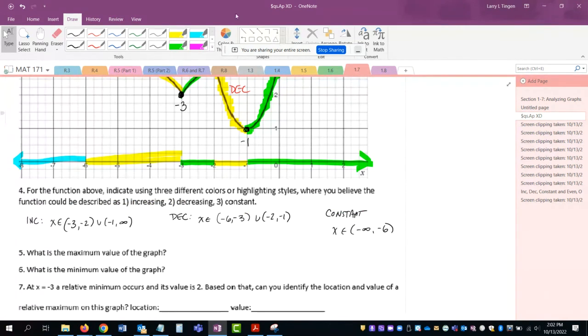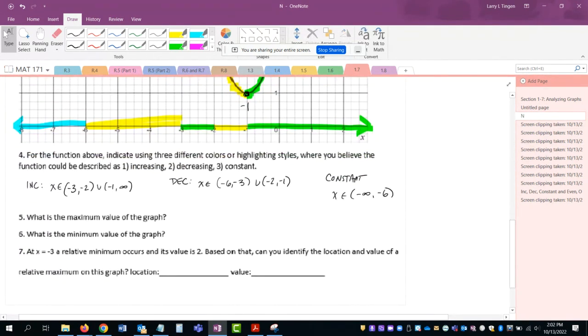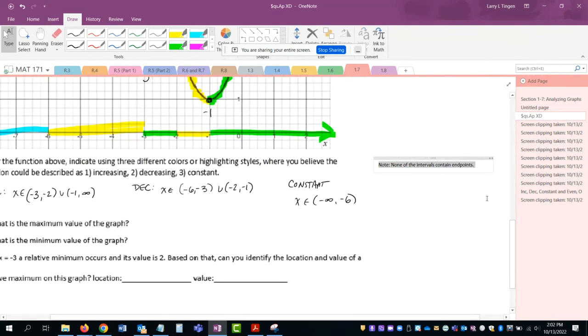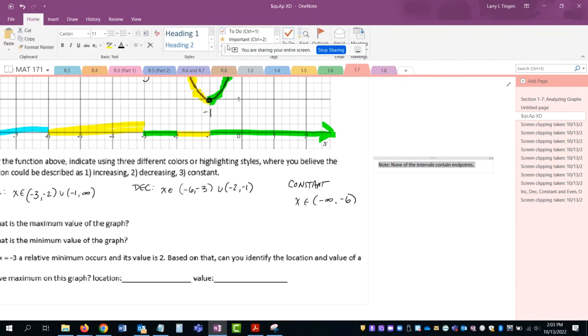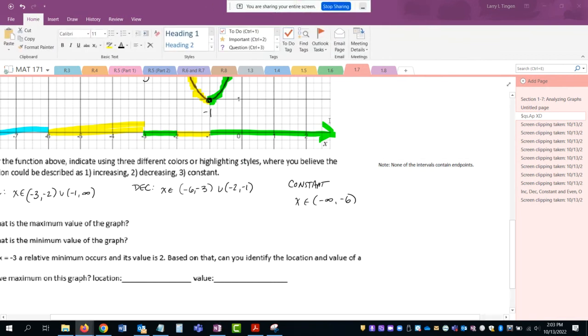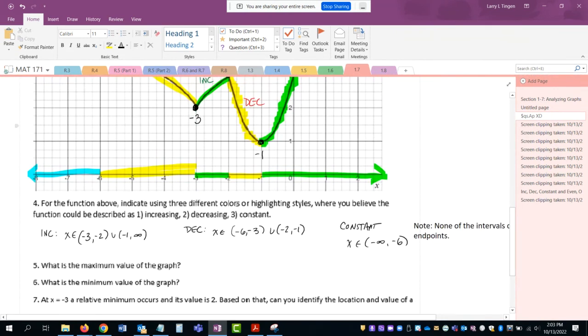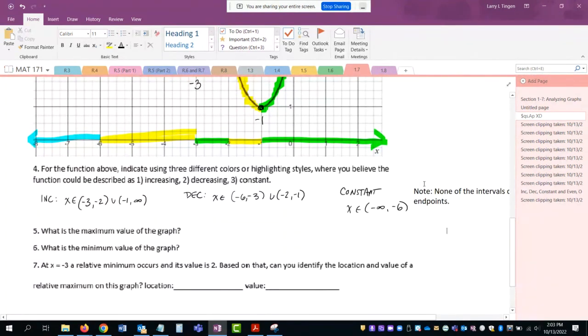Now I want you to notice something here. And that is none of the intervals contain endpoints. Do you see that? None of these intervals contain endpoints. All of these intervals are always parentheses. And the reason for that is when I want to talk about a function increasing, I'm going to get you that formal definition down below so I can explain why this is.